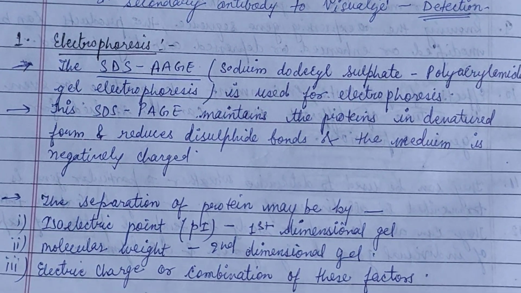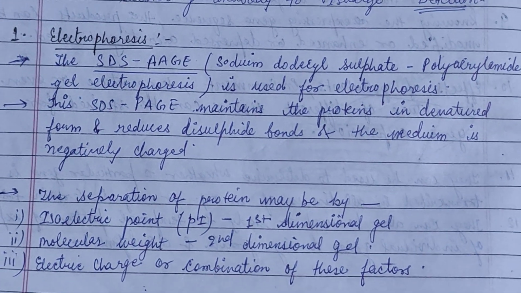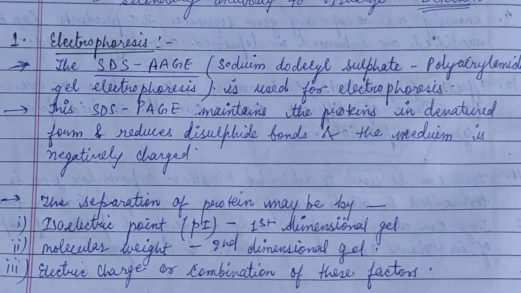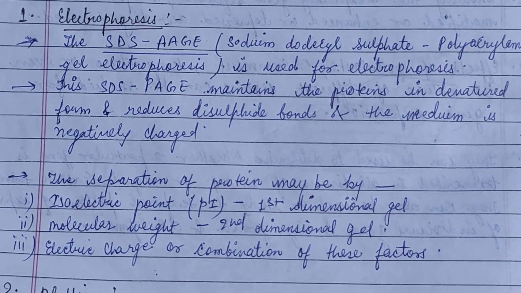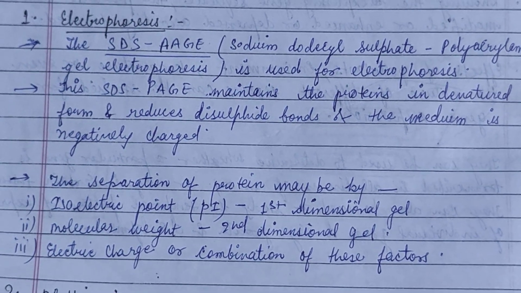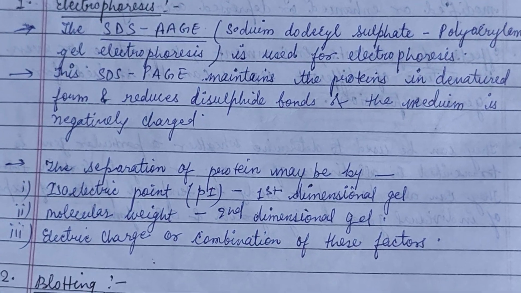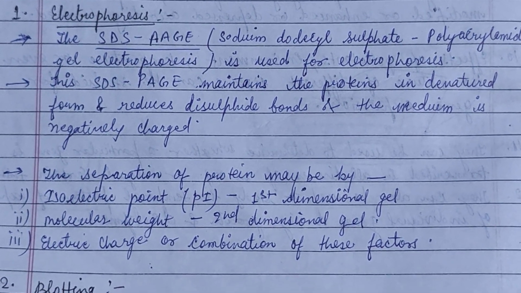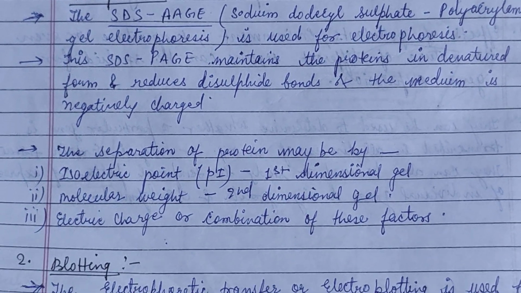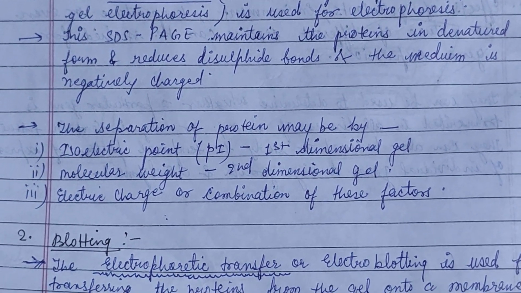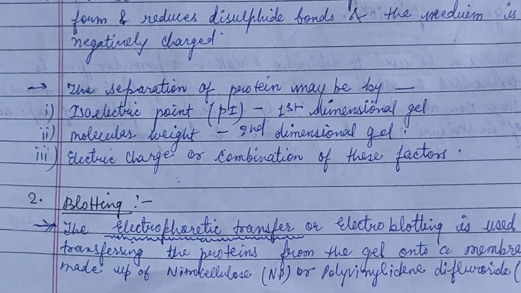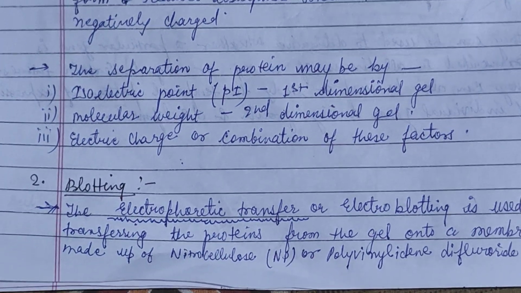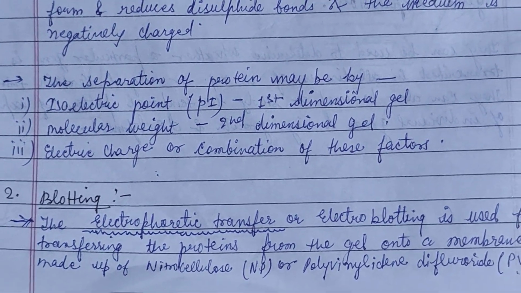In the electrophoresis process, SDS-PAGE, sodium dodecyl sulfate polyacrylamide gel electrophoresis, is used. SDS-PAGE maintains the protein in denatured form and reduces disulfide bonds, and the medium is negatively charged. The process is carried out on the linear structure of the protein, so the disulfide bonds have to be broken. Separation of the protein may be by the isoelectric point, that is the pI point, in first dimensional gel, by molecular weight, by electric charge, or a combination of these factors.